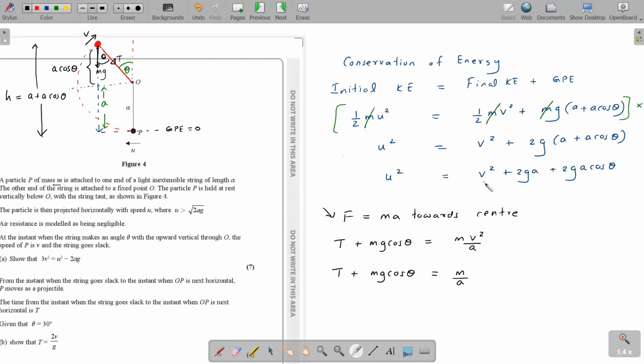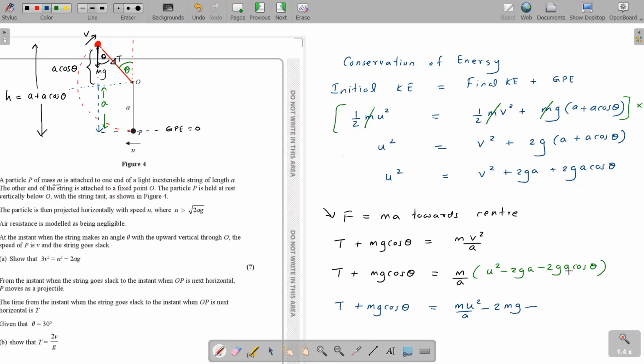Shall we input the v square value? V square equals u square minus 2ga cos theta. Can you see? So I will replace here v square as u square minus 2ga cos theta. Are you with me? So I get here tension plus mg cos theta equals m u square over a minus 2 mga over a. Actually, you can see in this case, because it's m over a, the a will cancel out, right? So is it okay if I just remove the a?